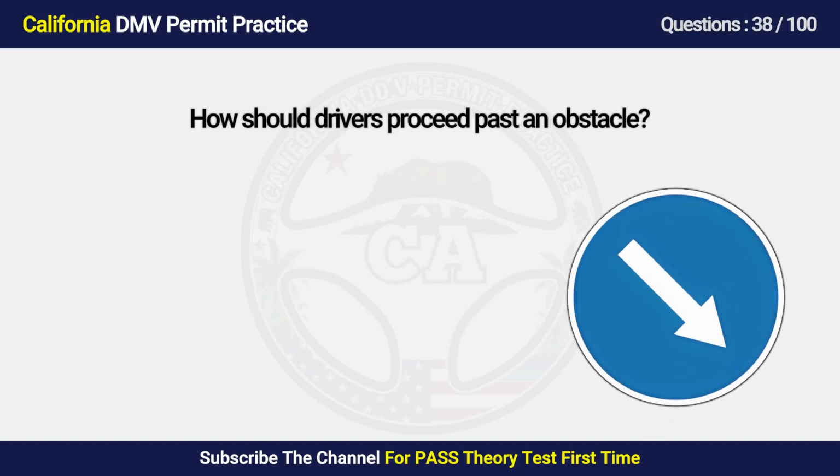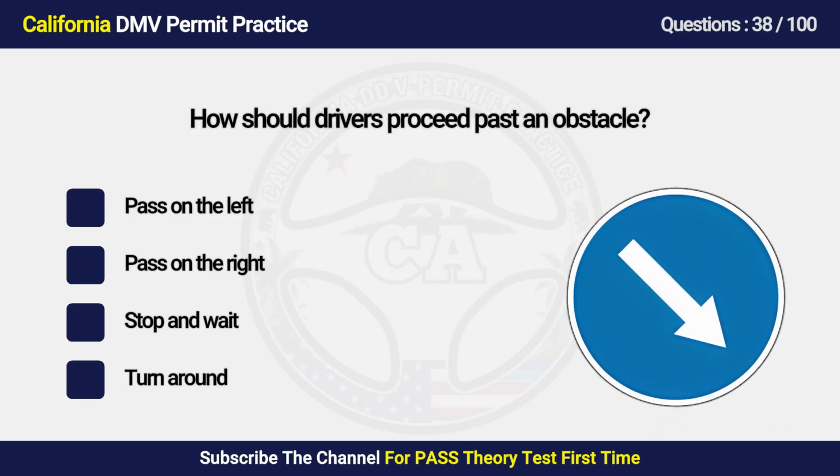Question 38. How should drivers proceed past an obstacle? A. Pass on the left. B. Pass on the right. C. Stop and wait. D. Turn around.